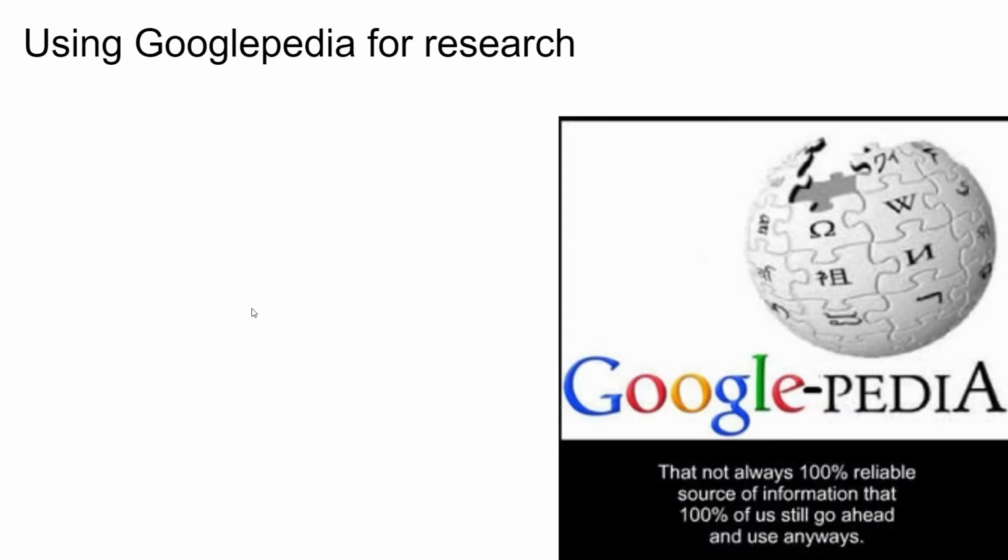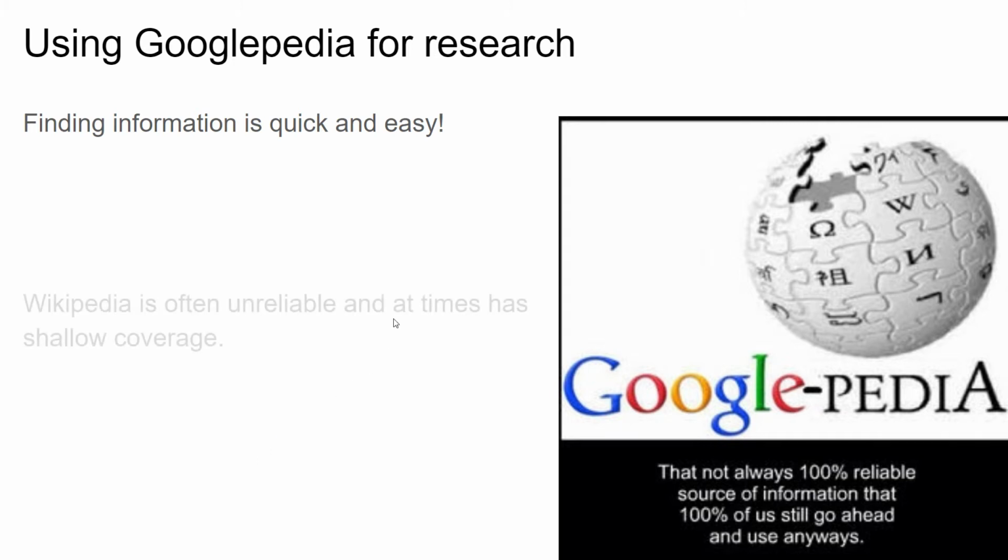So what are most students doing for the research? Well, the majority of them are using Googlepedia, Google and Wikipedia. Why? Because finding information is quick and easy by using them. Okay, but there are going to be downsides to it.